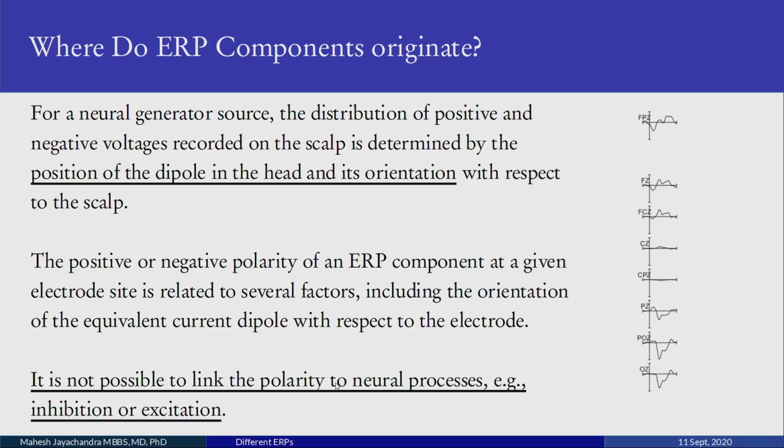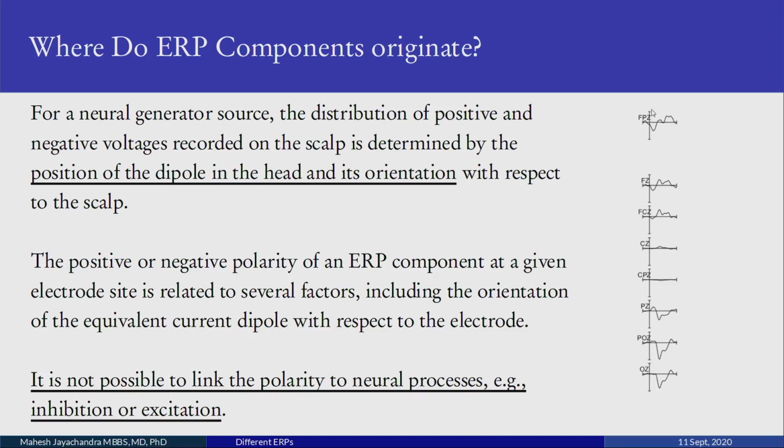The positive or negative polarity of an ERP component at a given electrode site is related to several factors, including the orientation of the equivalent current dipole with respect to the electrode. So all the individual dipoles sum up and we can consider them as an equivalent current dipole. So it is important to note that the polarity of a process, whether it's going up or down, P1, N1, P2, N2, does not relate to inhibition or excitation. It may, but it may not. On the right over here, these are recordings from my lab using Neuroscan CAP.